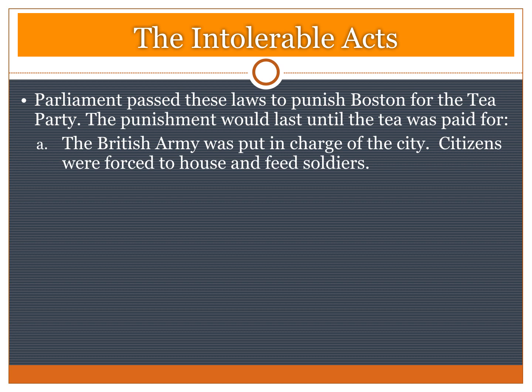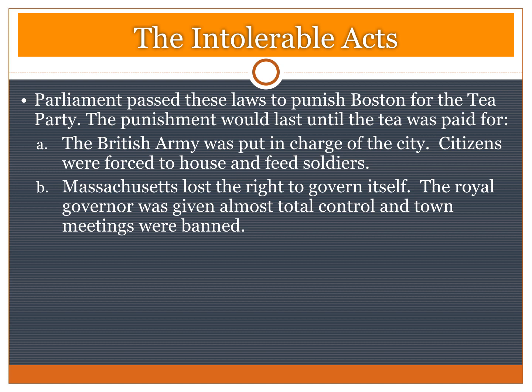So what happened? The British Army was put in charge of the city. Since they sent in so many troops, they needed places to house those troops, and they needed to make sure that they're fed. So the citizens of Boston, the colonists, were forced to house and feed the soldiers in what's called quartering. This is where citizens are forced to bring soldiers into the house, give them a place to stay, and make sure that they're fed. Also, as part of the Intolerable Acts, Massachusetts lost the right to govern itself. The royal governor was given pretty much total control over Massachusetts, and town meetings across the colony were banned.